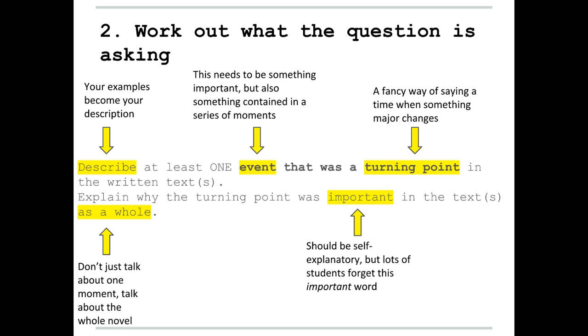And finally, here's the one little tricky bit that you might see here, as a whole. This question doesn't want you to talk about one moment. It doesn't want you to only focus on the turning point. It does want you to talk about how the turning point connects to the whole story. Explain why the turning point was important in the text as a whole. So here's your turning point, something happened, now how did that connect to the rest of the story?